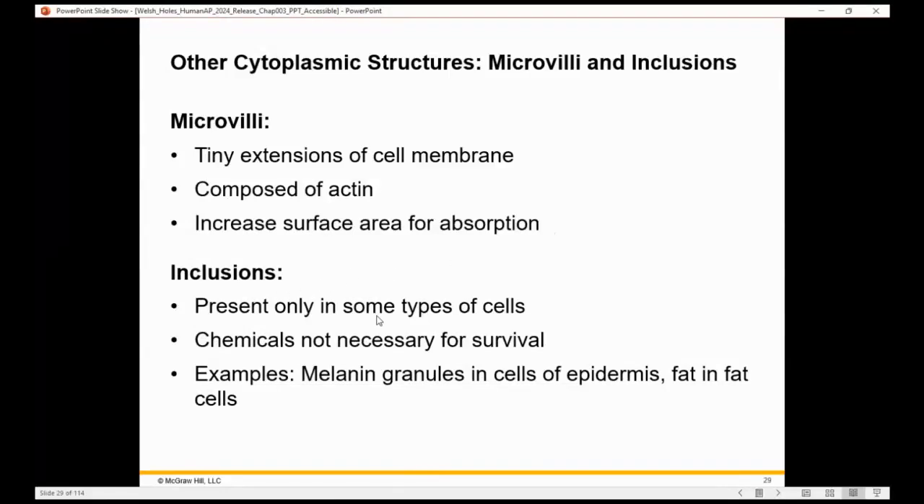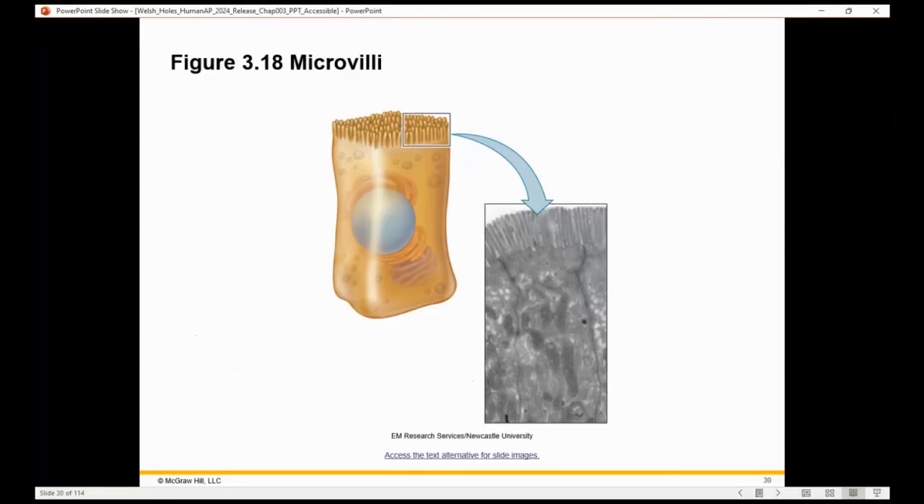Okay, inclusions. They're present only in some types of cells. The chemicals are not necessary for survival. Some examples are melanin granules in the cells of the epidermis or fat in the fat cells. And this is an image of the microvilli.